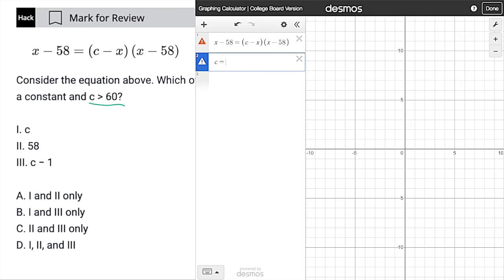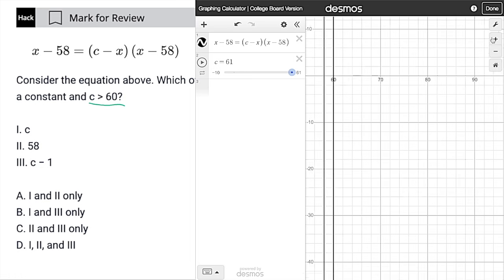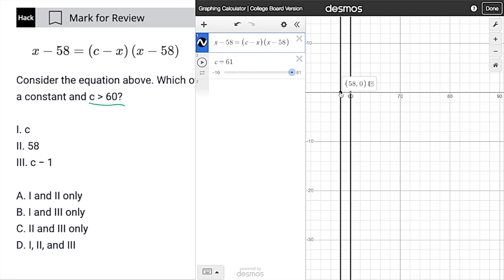Well, we follow the rules. c is greater than 60. So let's say that c equals 61. Now let's check out our situation here and figure out what is indeed true. If we look at our solutions, we've got 58, we've got 60. So which of the following are solutions? Well, c itself is 61, and that's not one of our solutions. 58 is one of our solutions, so 2 is true, and 60 is indeed 61 minus 1. So 2 and 3 are both true, so it's choice C.